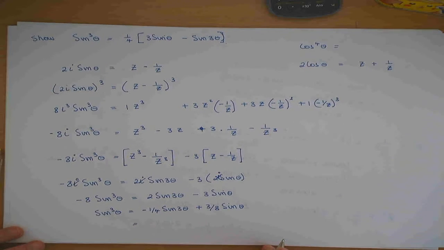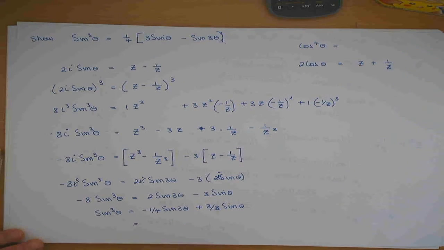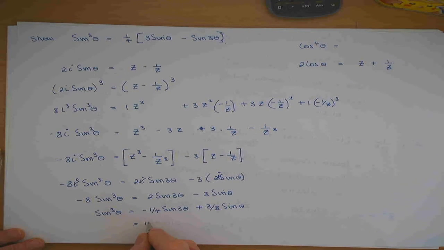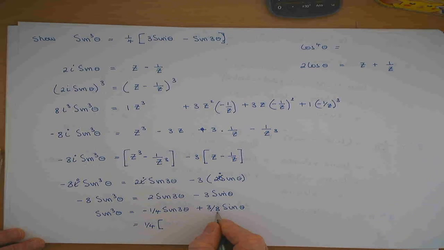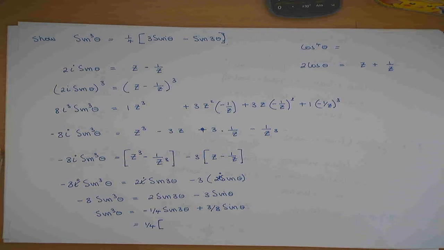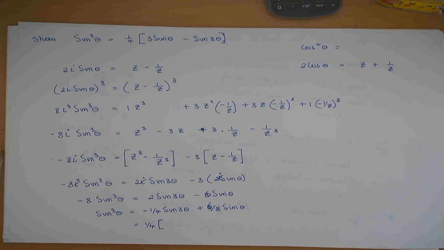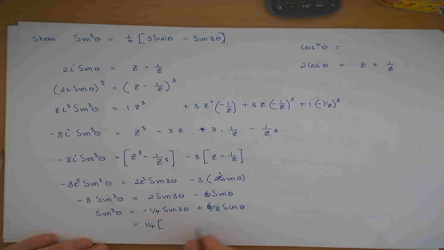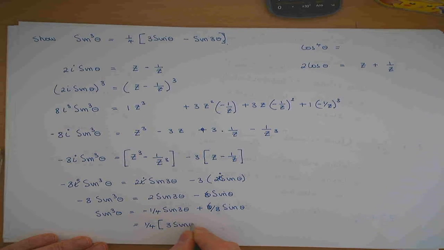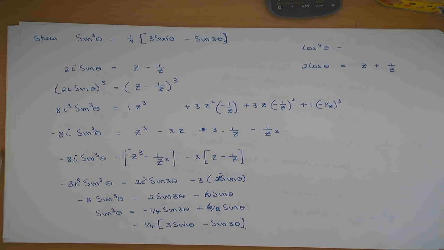Now I can rearrange that any way I want to get that. Yes? So I could take a quarter outside. If I take a quarter outside that, why did I get 3/8 there? 3 2s are 6. 6 over 8. Yes, so take a quarter out, that's 3/4. 3 sine theta minus sine 3 theta. Speak to me. I've done 2 times.